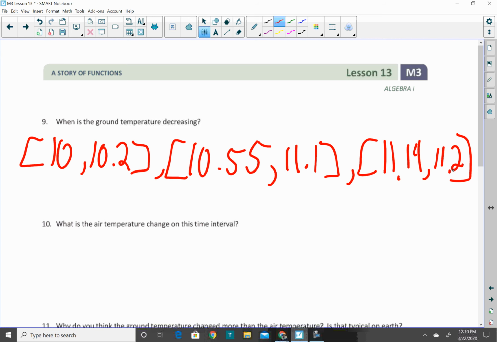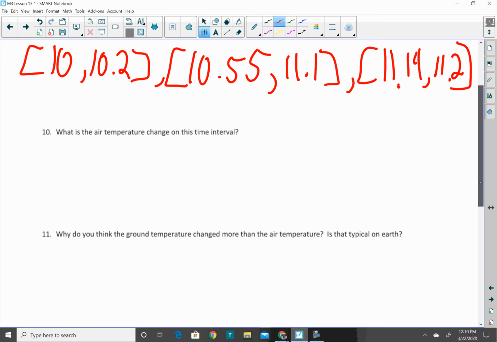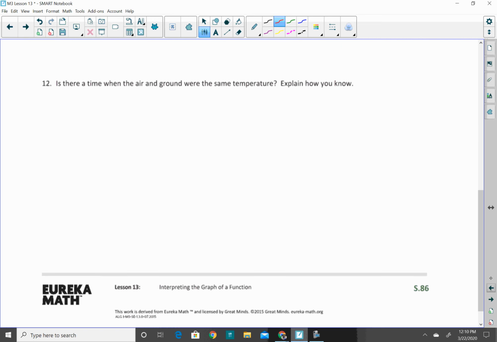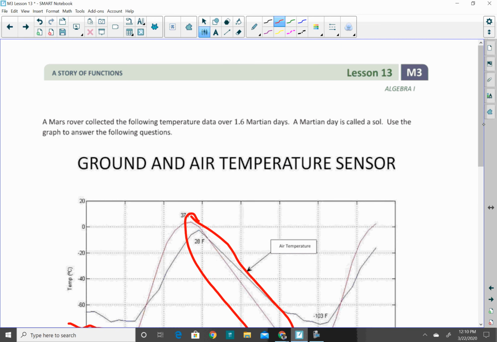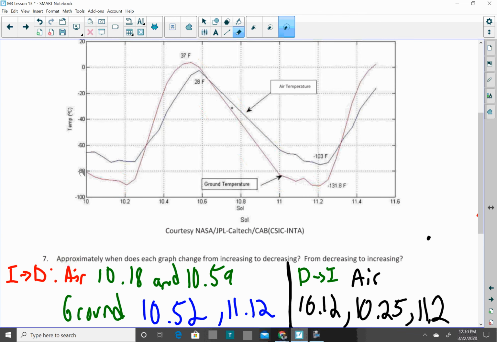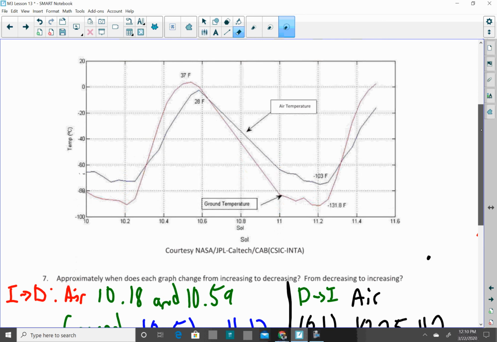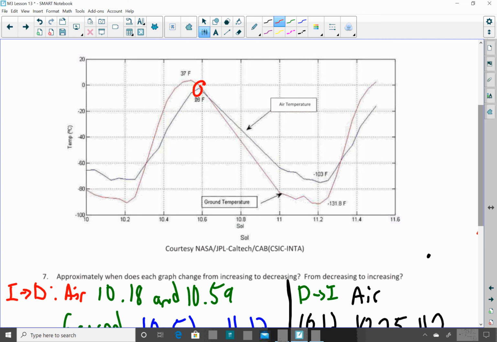What is the air temperature change on this time? In other words, guys, what's the range of the air temperature? Like, what's the warmest the air got on Mars during this time the rover was measuring the data, and what was the coldest period? What's the difference between those two? So up here, that's the warmest it got, 28 degrees Fahrenheit, and the coldest it got is negative 103.